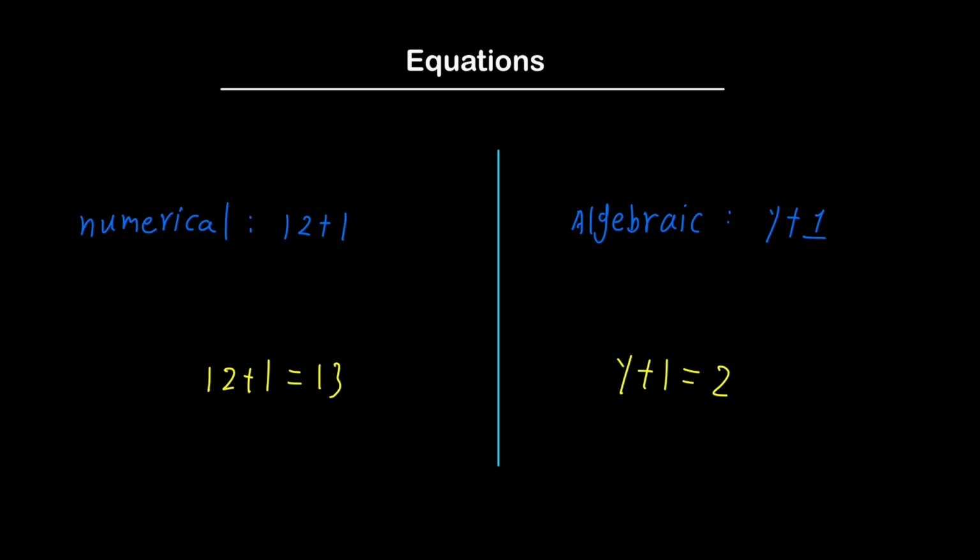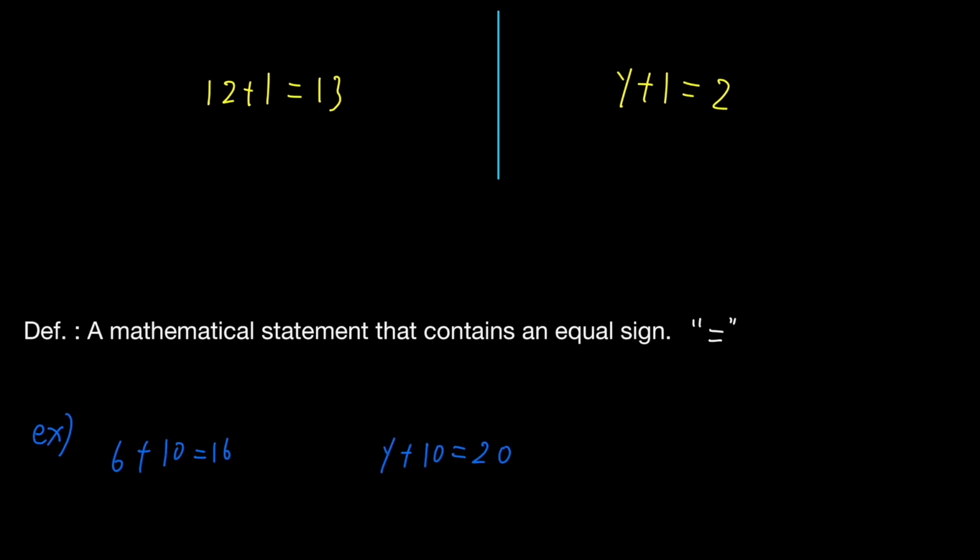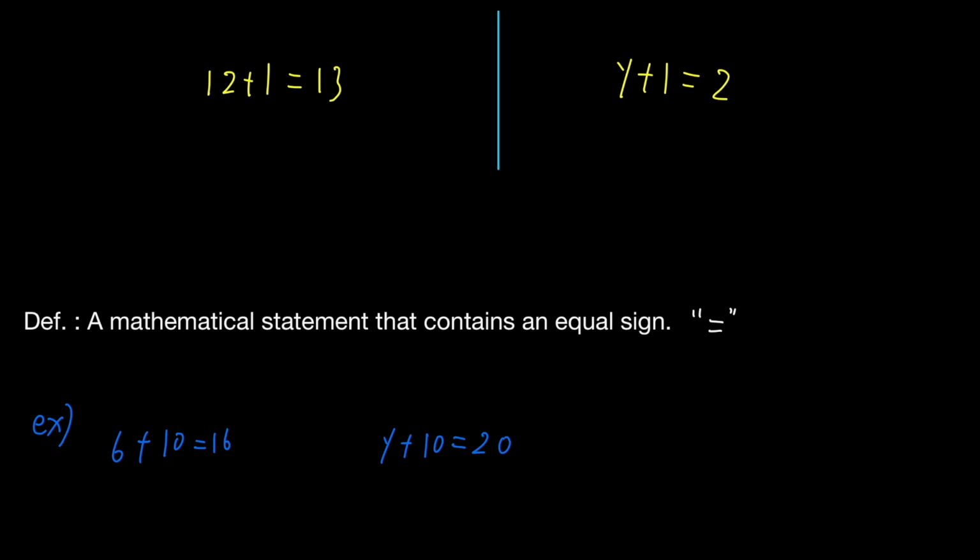We call it equations. So whenever you see the equal sign and there are expressions right here and we have a number, we call it an equation. And so that will be the definition of an equation. It's a mathematical statement that contains an equal sign. These are some of the examples of equations. So you see there's an equal sign here, and they have a numerical expression and there's a number, and also there's an algebraic expression and here's another number. So we call it an equation.